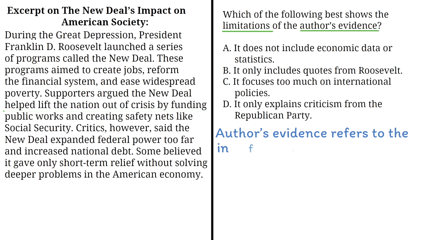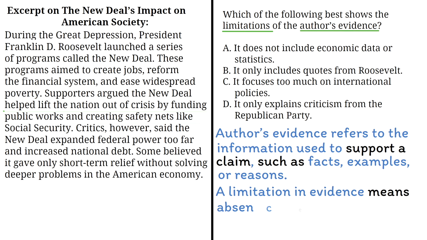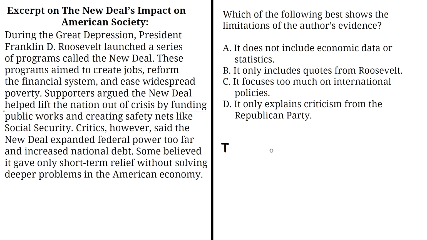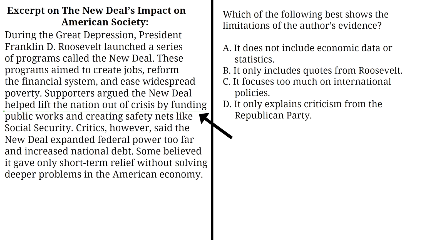Author's evidence is the information the writer uses to support their point, like facts, examples, or reasons. A limitation in evidence means something is missing or weak, like a lack of data, specific details, or enough proof. To answer the question, we need to ask, what is the author saying, and what's missing? Now let's look at what the passage gives us.